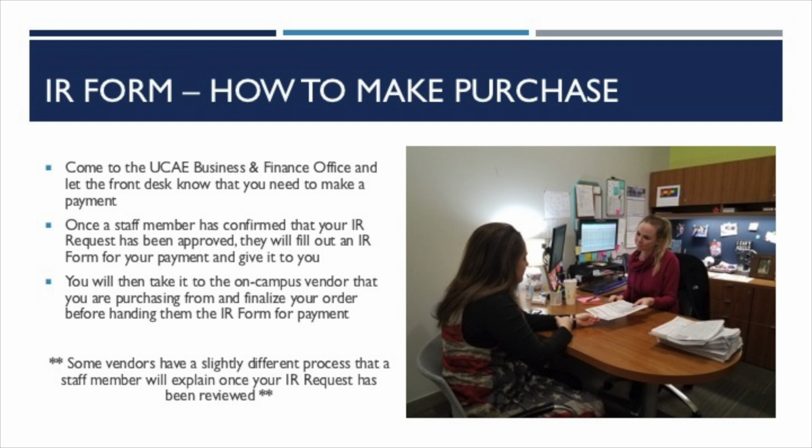All you need to do is stop by the UCAE Business and Finance office and let the front desk know that you need to make a purchase. Once you've sat down with a staff member, they will confirm that your request for payment is good to go. They will then fill out an IR form for your student organization's payment and give it to you. You will then take the IR form to the on-campus vendor that you are purchasing from and finalize your order before handing them the IR form as your payment. Please note that some vendors have a slightly different process. A UCAE Business and Finance staff member will explain the process to you once your payment request has been reviewed.